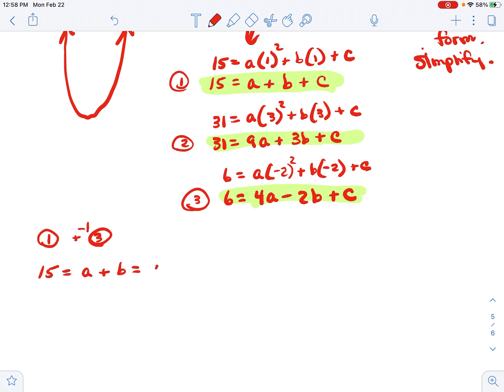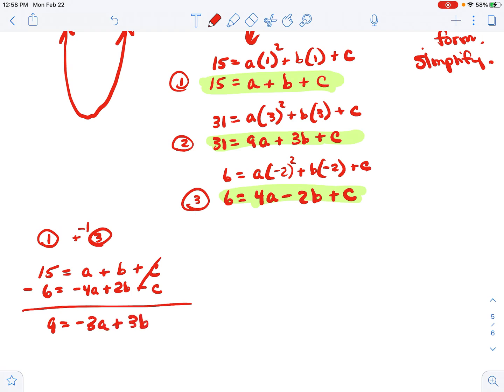And equation 3 then is going to become negative 6 equals negative 4a plus 2b minus c. The c's are eliminated. And we get 9 equals negative 3a plus 3b. There's equation number 4. Let's do 1 and 2 and do the same thing.